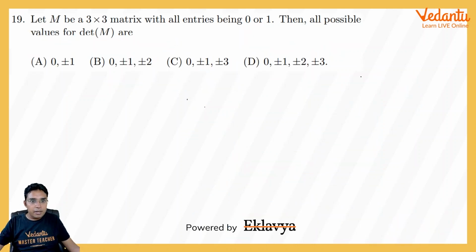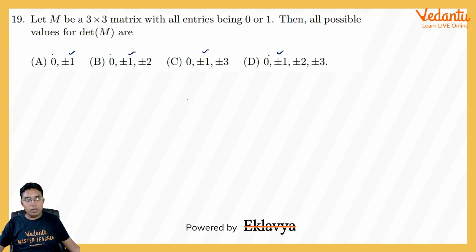Now coming to next question, that is 19. We are given M is a 3 into 3 matrix with all entries being 0 or 1. Then all possible values of determinant M is R. So obviously 0 has to be one of the value, and it is given in all the 4 options also. So we should not take any time to find out whether 0 is there or not. Similarly 1 is also in all the 4 options.